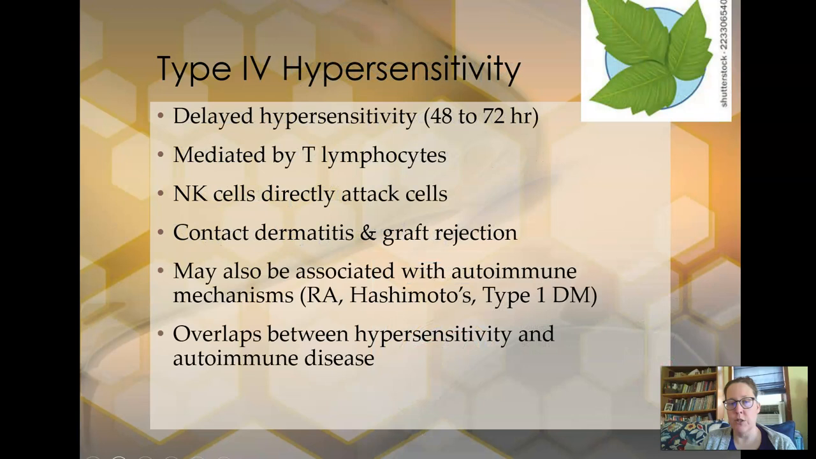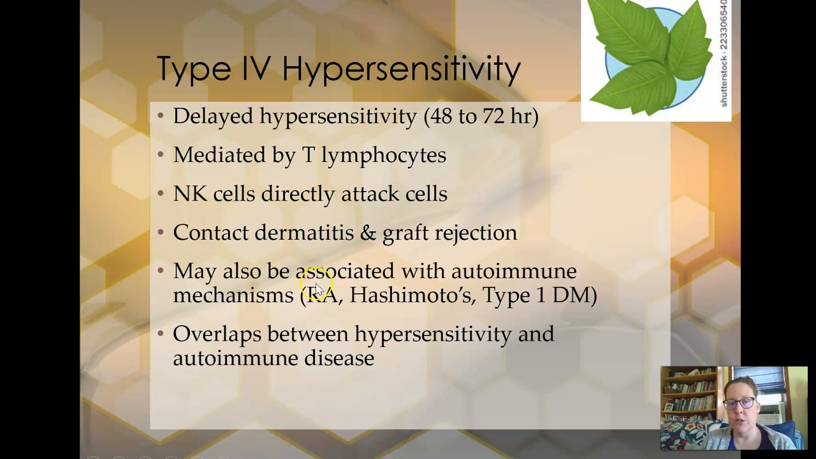All right, type 4 hypersensitivity is a delayed hypersensitivity. Again, this is a typical poison ivy, poison oak type of exposure. It is also the typical reaction to your TB skin test. So it takes 48 to 72 hours for the mechanism to become apparent. It is mediated by T lymphocytes, and your natural killer cells and cytotoxic T lymphocytes directly attack the body cells that have the antigen that it's been sensitized to.